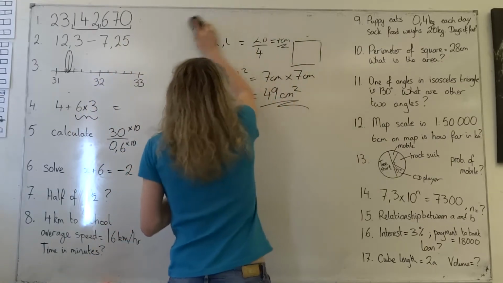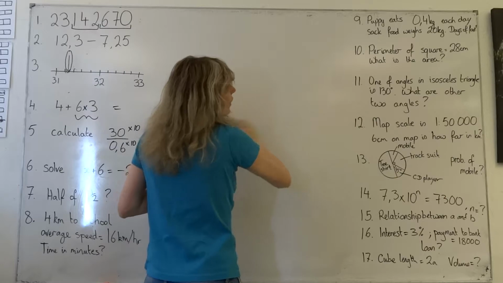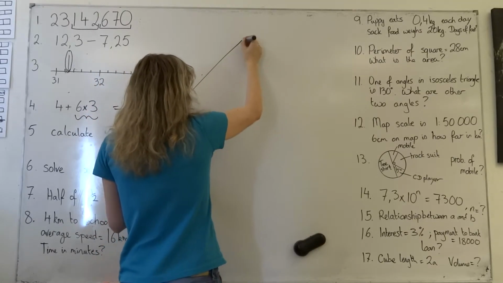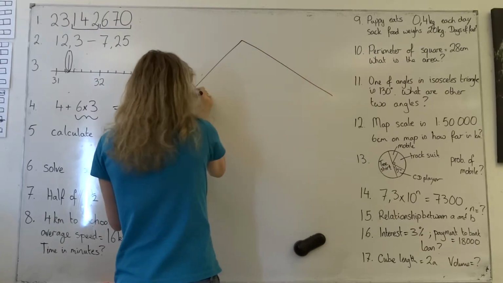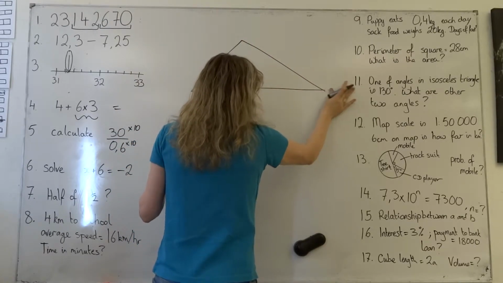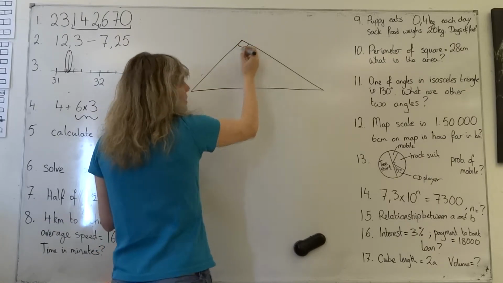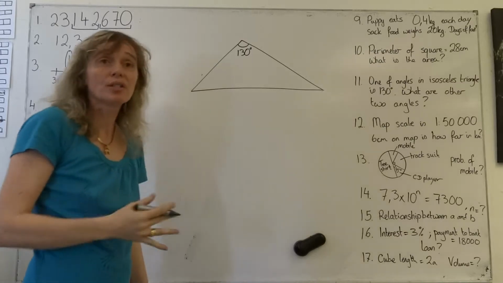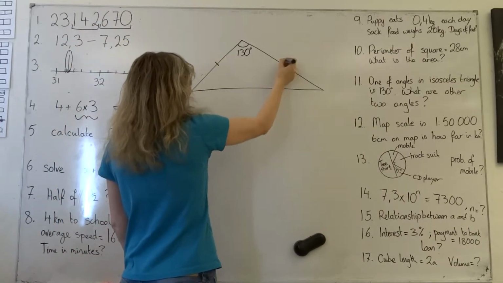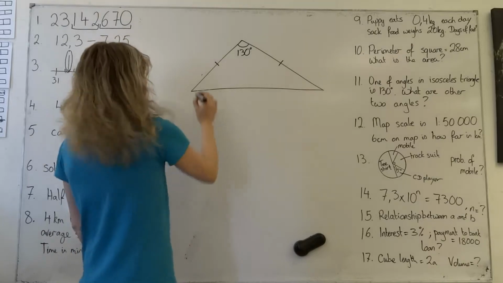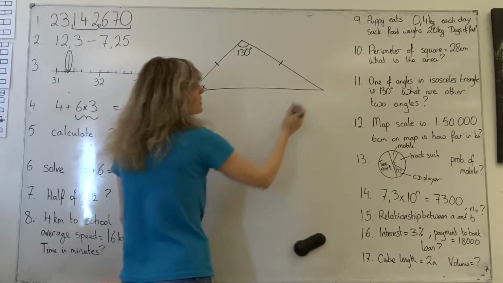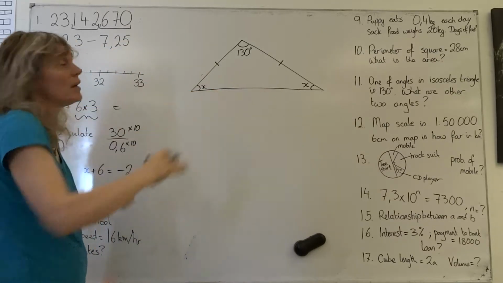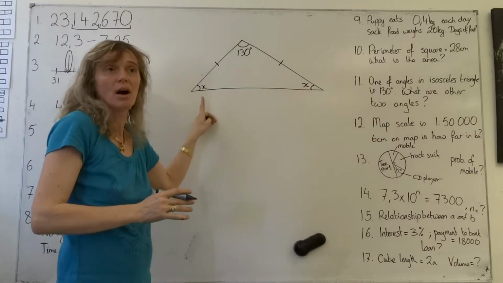Then we have that one of the angles in an isosceles triangle is 130 degrees. Okay, so we know that this larger angle here is 130 degrees. It's an isosceles triangle, which means that this length equals this length, which means that this angle here, x, equals this angle here. Because if the lengths are the same, then the angles at the base are the same.